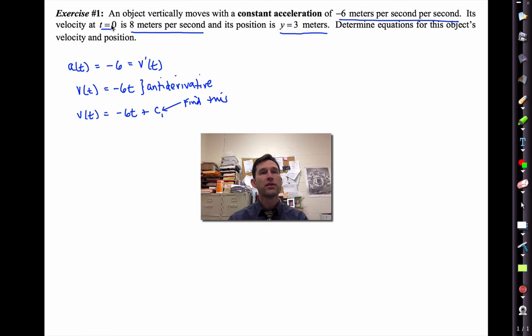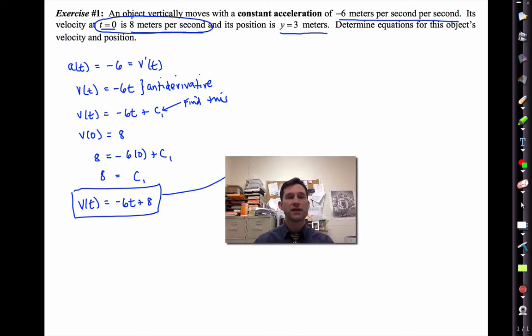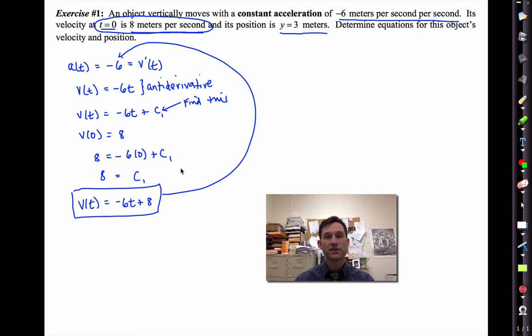Now we're going to do that by simply using this fact. At t equals 0, the velocity is 8 meters per second. So in other words, v of 0 is 8. I'm going to put 8 in, I'm going to put 0 in for t, and no great surprise, I find that C1 is 8. So now I can actually give my velocity formula, -6t plus 8. And notice it really satisfies two things. The first thing it satisfies is the fact that its derivative is -6. But the second thing that it also satisfies is the fact that its initial value is 8. These two things have to be true about this formula.